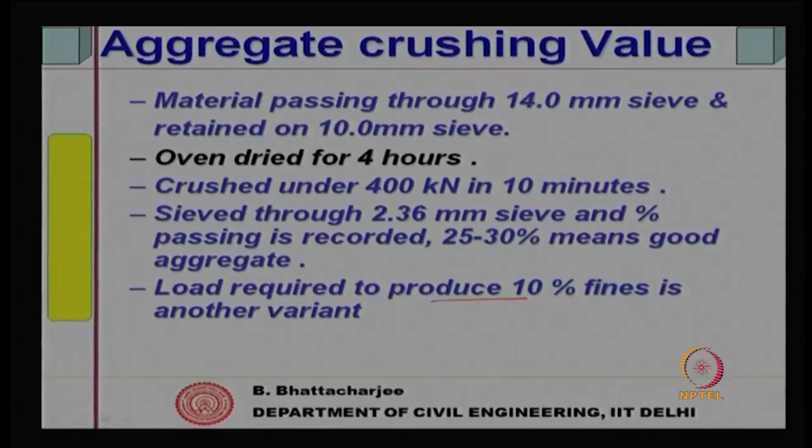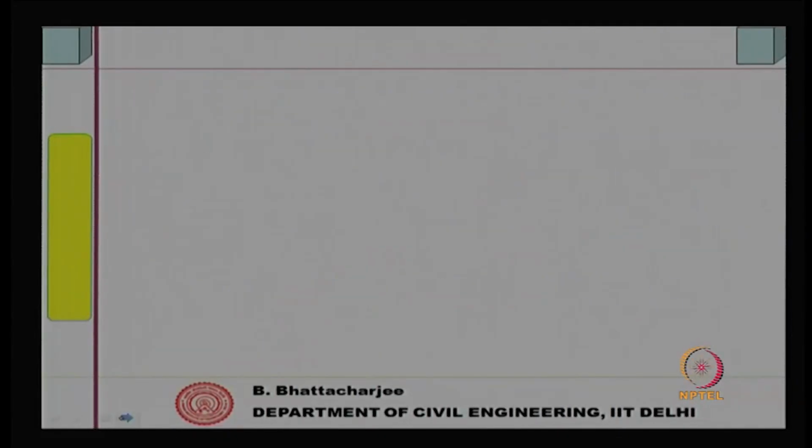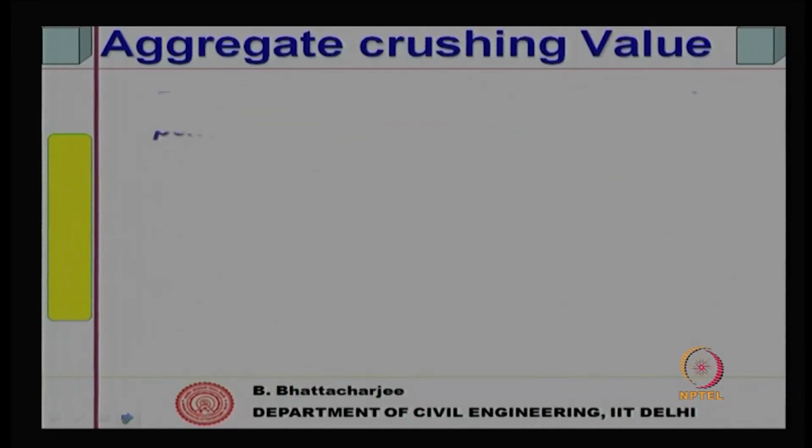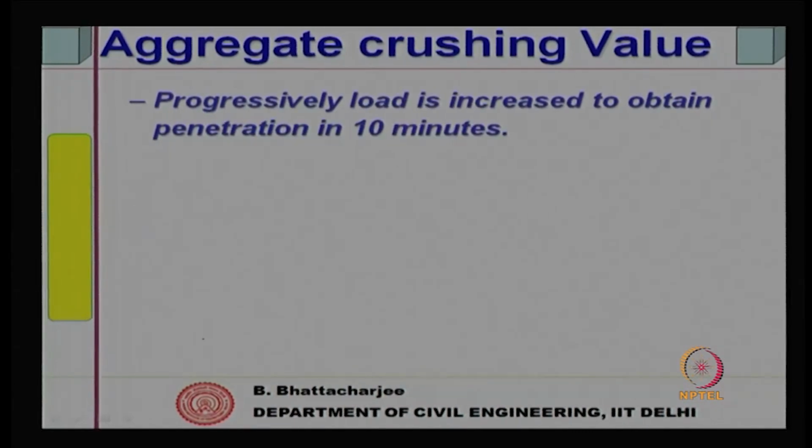You see, then there is another way of testing the same thing, that is, load required to produce 10% fines. It is another variant of this test. In this one we find out percentage passing, but in another variant of this test we try to find out the load required to produce 10% fines. What is done is the load is progressively increased to obtain a penetration in 10 minutes.